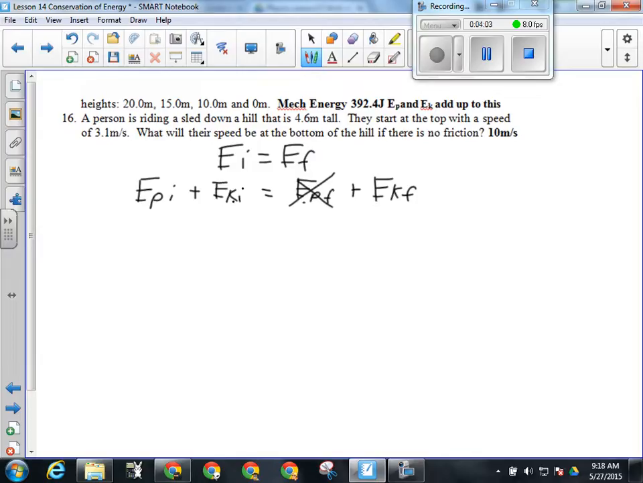Now I can plug in my formulas. I'm looking for VF, which is part of this term. Since I don't have the other term here, I don't have to move anything yet. So I've got M times G times HI plus 1/2 M VI squared equals 1/2 M VF squared. Everyone following me so far? I want to get VF by itself. First thing I'm going to do is get rid of all the M's. Since they didn't give me mass anyway, I don't really need it. Now what do I do? Divide by 1/2. I only have to move one thing.